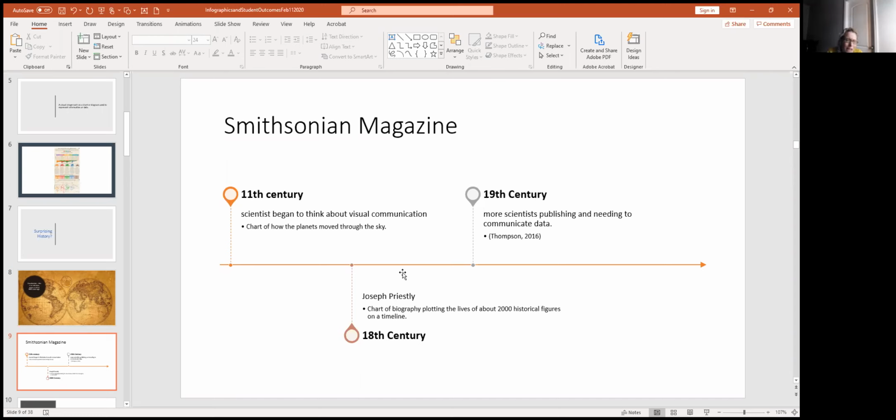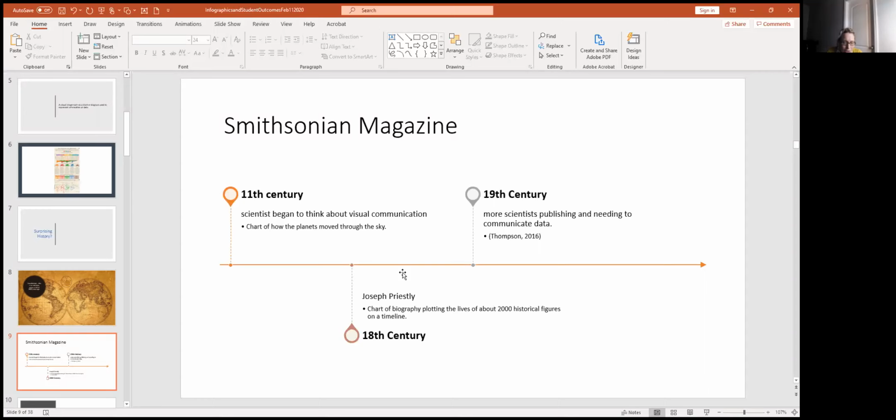Then Joseph Priestley, and of course there are many things going on between the 11th century and the 18th century. This is just a highlight. But in the 18th century, Joseph Priestley began a chart of biography plotting the lives of about 2,000 historical figures on a timeline. So he's using pictures and he's using words to give us an enormous amount of information quickly. In the 19th century, more scientists were publishing and needing to communicate data.